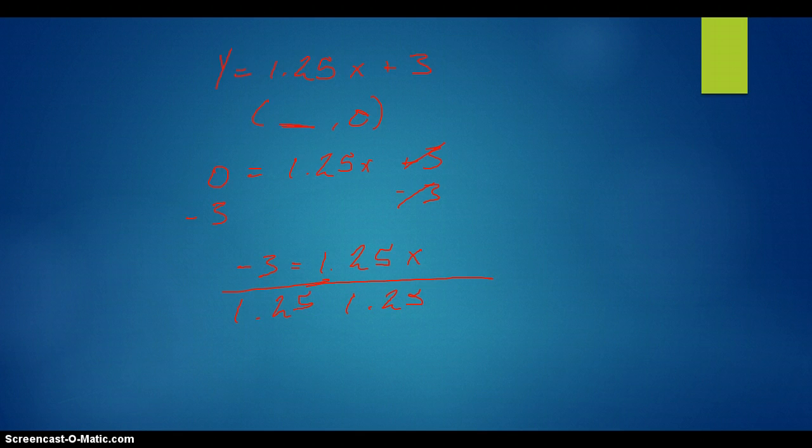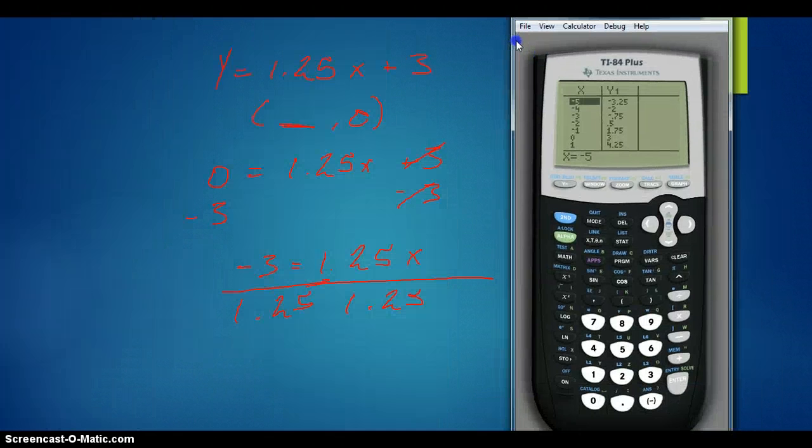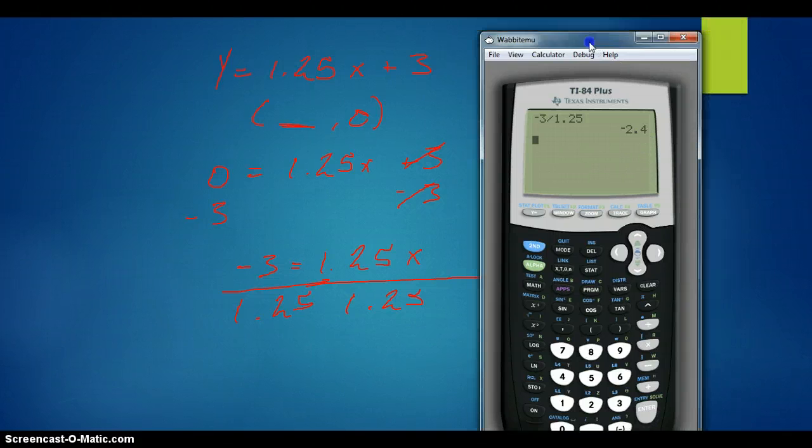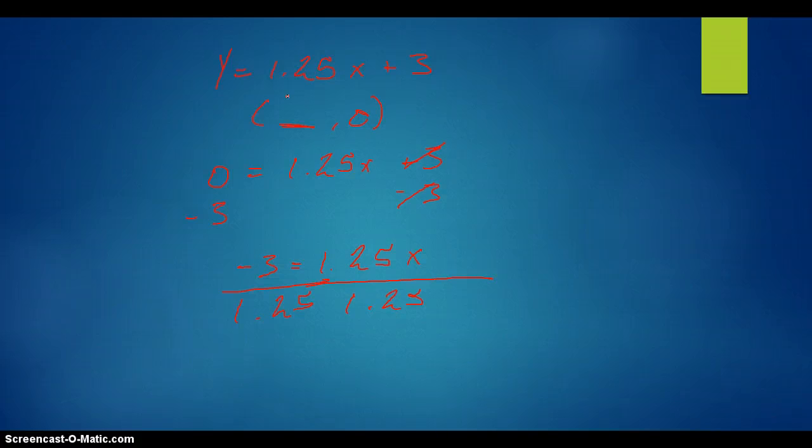And I'm always going to use my calculator where I can, just so that I don't make silly mistakes. I've been doing math for a lot of years, and I still make silly mistakes. So I try to use something that I know is going to be right. This says my x-intercept is negative 2.4. So let's write that. X equals negative 2.4.